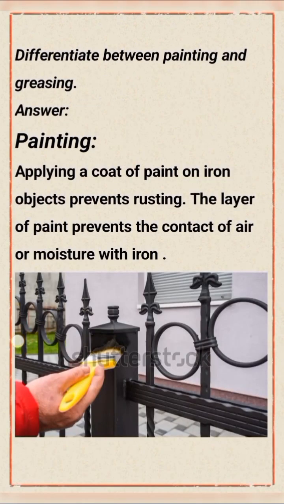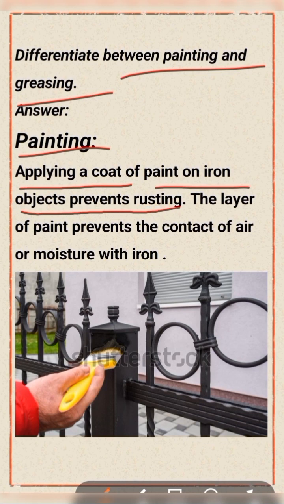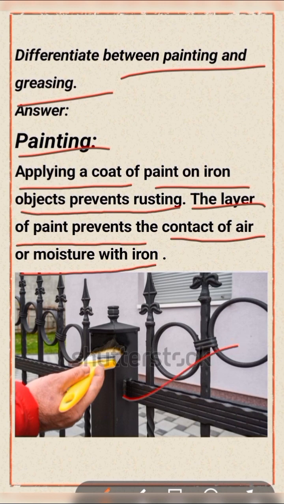Differentiate between painting and oiling. Painting: applying a coat of paint on iron objects prevents rusting. The layer of paint prevents the contact of air or moisture with iron. This is the picture supporting this part.